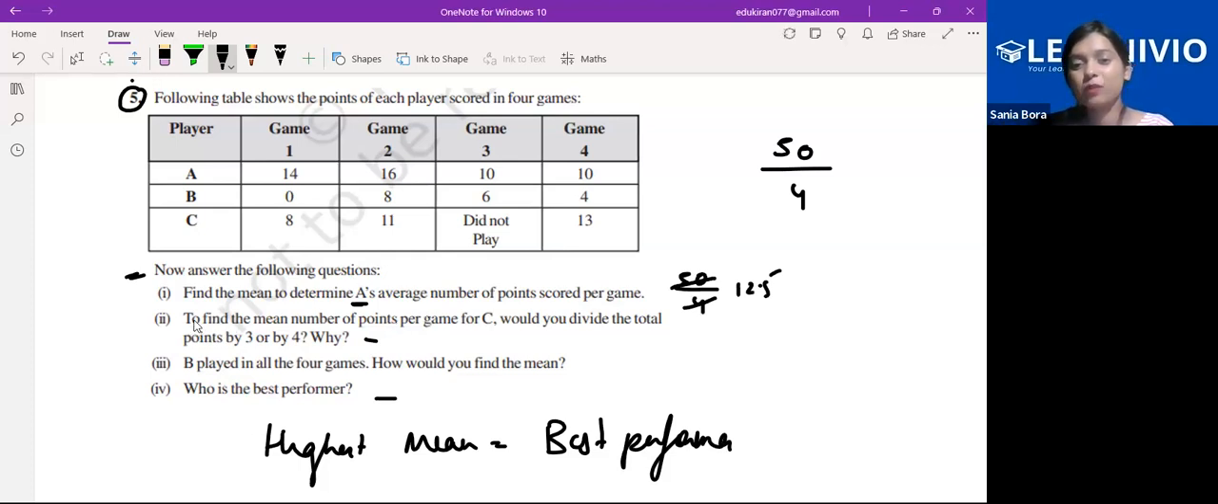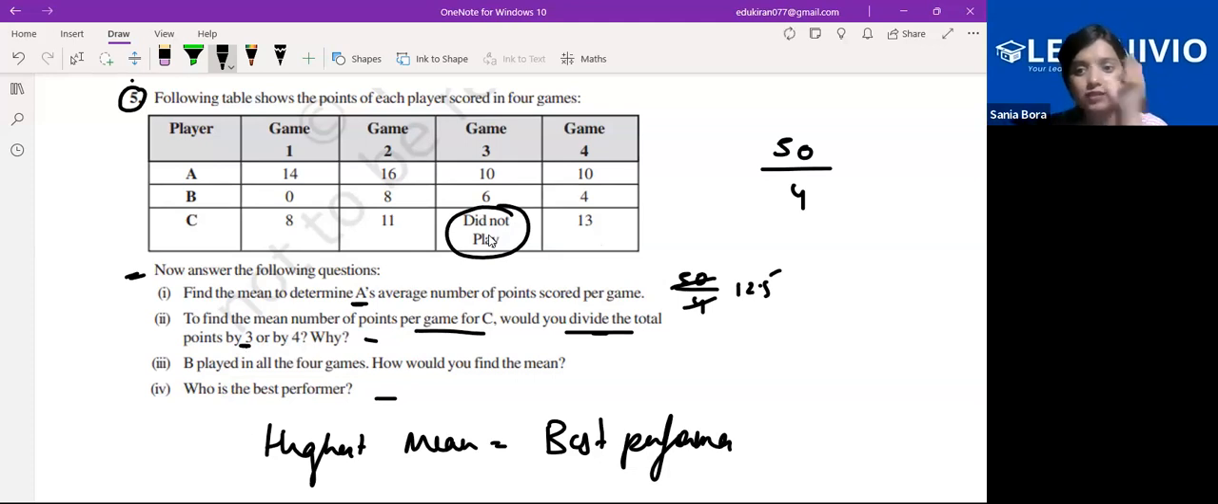Yes, ma'am. Then to find the mean number of points per game for C, would you divide the total by 3 or by 4? Ma'am, 4. Rida, you tell me? 3. This one he didn't play, so why would you count this? Ma'am, but it was a game. He didn't play, but it's his fault.